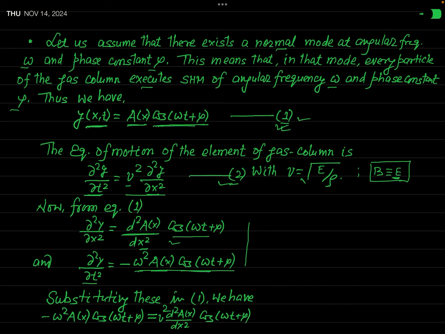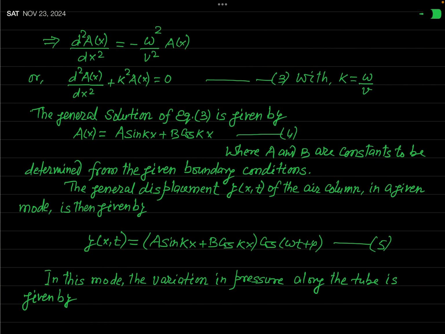So let us substitute it. Now you can see this will be minus omega square a x times cosine of omega t plus phi, and that's equal to v square times d2a x by dx square times cosine of omega t plus phi. Okay. Now you can see this cosine function in both sides will cancel out. Okay. And therefore, when you will simplify this result, you will get d2a of x by dx square equal to this much. This is minus omega square over v square times a x.